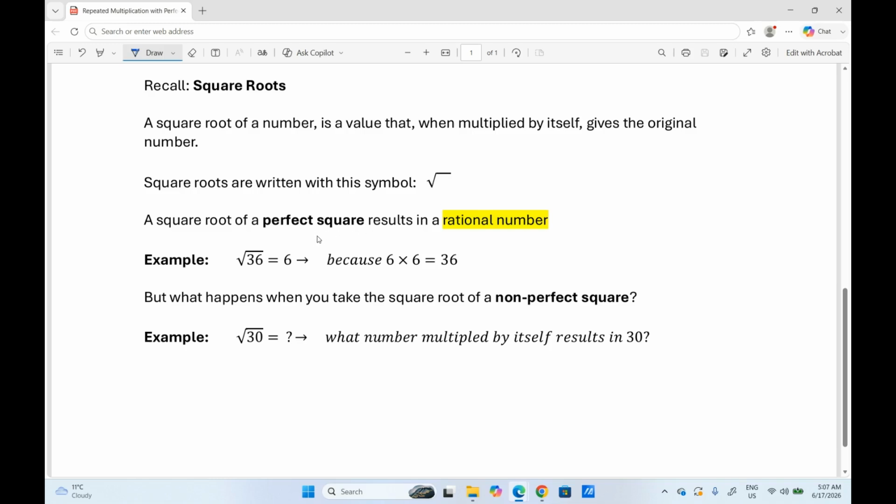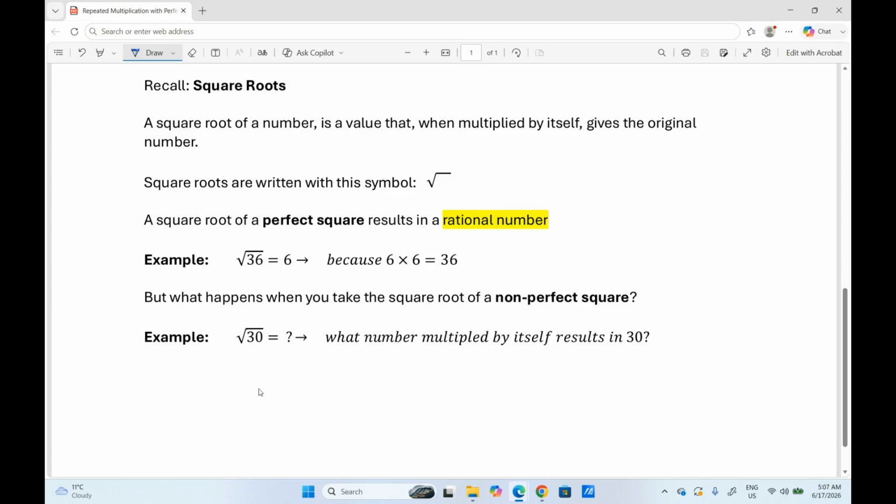The square root of a perfect square results in a rational number. So let's say 36, we know that's a perfect square because 6 times 6 equals 36. If I take the square root of 36, I'm just going to get the answer of 6. How I got that answer is you just have to think what number multiplies by itself to get 36, and that number happens to be 6. Hence, the square root of 36 is just going to be 6.